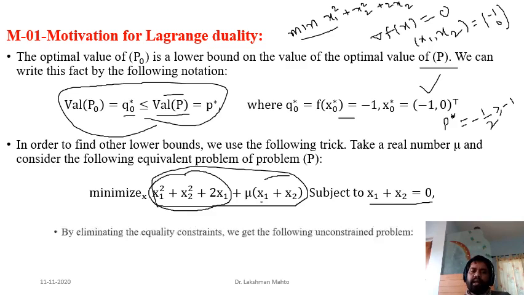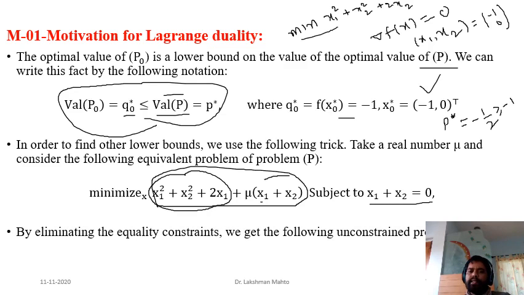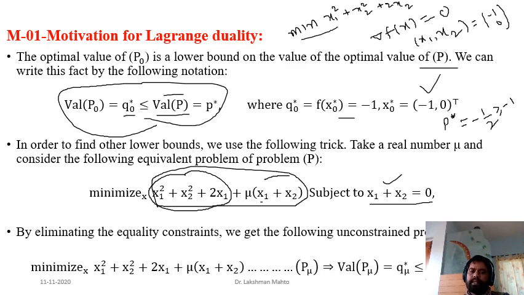Now we relax this constraint. After relaxing it, we will have a problem of type p mu, and for different mu we will have different minima of these unconstrained problems. So it is now an unconstrained problem, which is actually the Lagrangian. Minimizing the Lagrangian looks like an unconstrained problem. The optimal value of this unconstrained problem is always less than or equal to the optimal value of the primal problem.